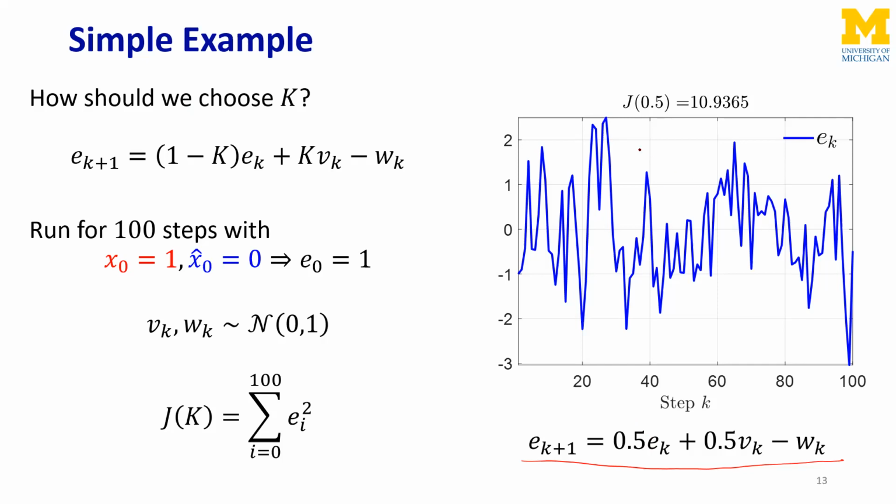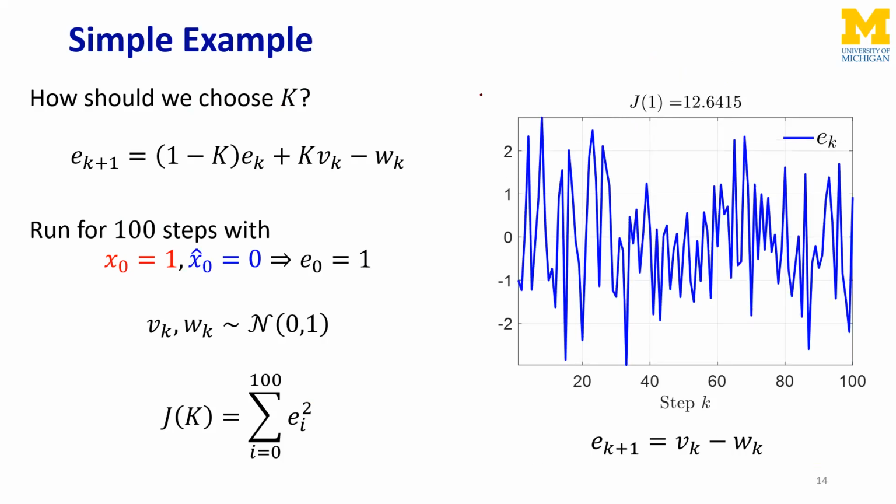Anyway, so when we set j to 0.5, we immediately see that the cost has actually gone down. I think it was 24 for the previous case. And if we set k to 0.5, we immediately get much better performance, which means our error has dropped down a lot.